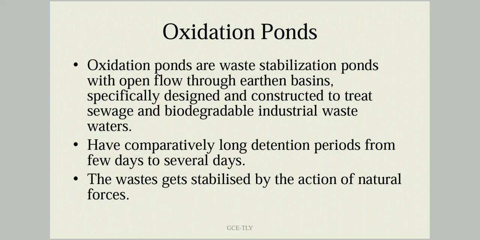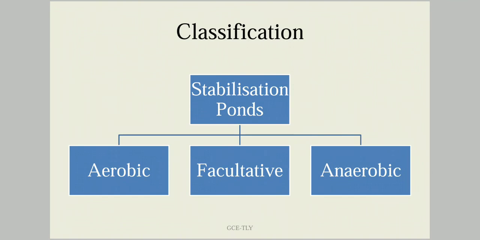It is different from aerated lagoons because in oxidation ponds there is no mechanical aeration, only natural processes take place here. So it takes a large detention time, and the waste is stabilized by natural forces alone. This stabilization pond can be classified into three types: aerobic, facultative, and anaerobic.